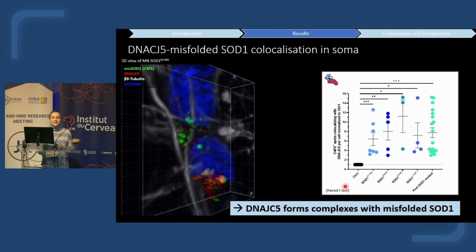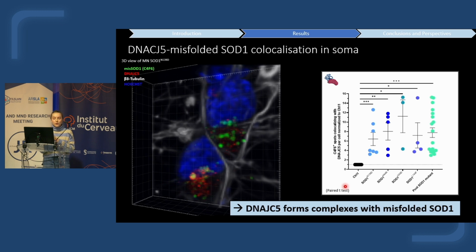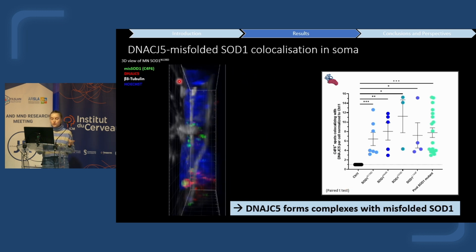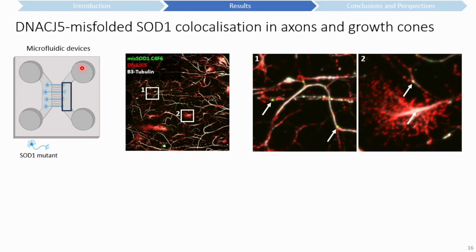So concerning this pathway, we showed that DNAJC5 can form complexes with misfolded SOD1. But those results were in the soma, so we also wanted to know whether we can find those results in the axon and in the rest of the motor neurons. To do so, we used microfluidic devices, putting mutant motor neurons on just one side and nothing on the other side to look at the neurite network.